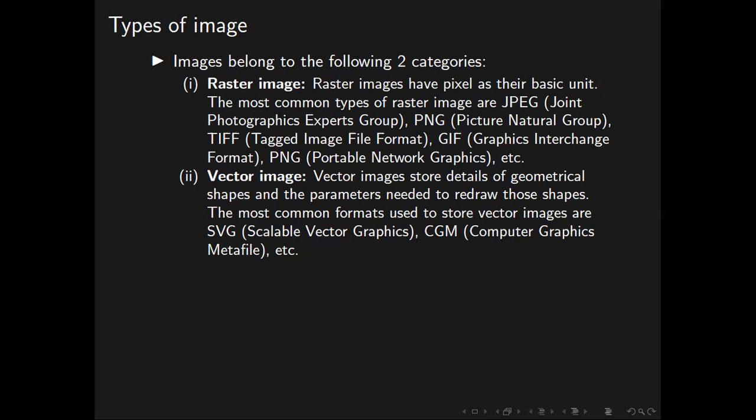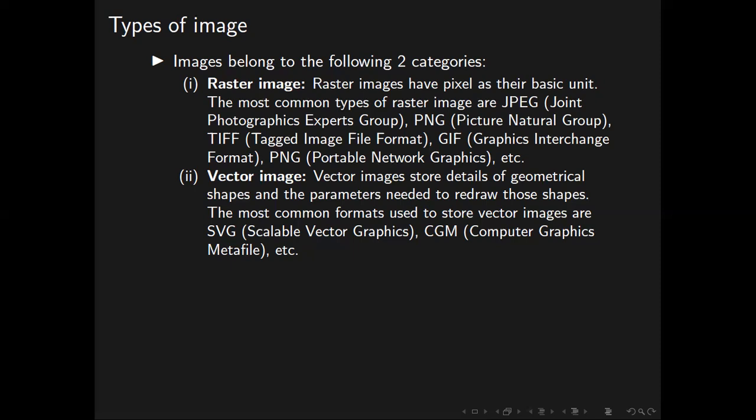Then raster images. What are raster images? Raster images are digital images which are pixel based. Pixel based images will break when we zoom them beyond a limit. And then there is another class of images called vector images.